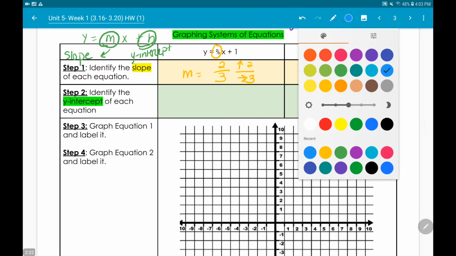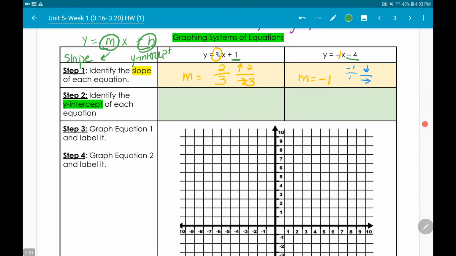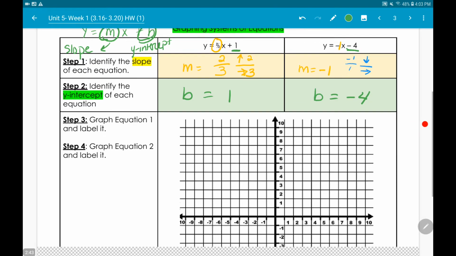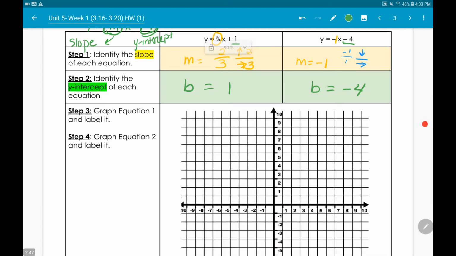Now, number 2, identify the y-intercept of each. Y-intercept is always all alone. So here we have b equals 1 and b equals -4. Okay. Step number 3, we're going to graph equation 1 only.